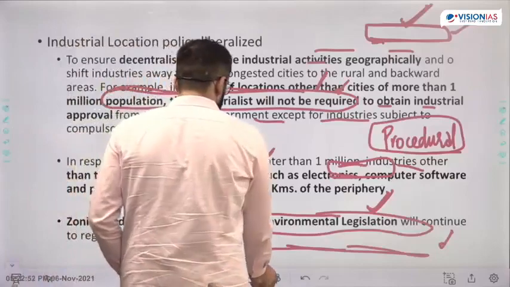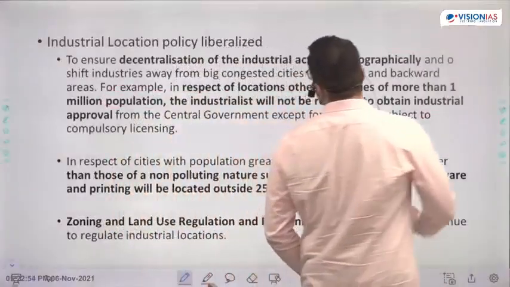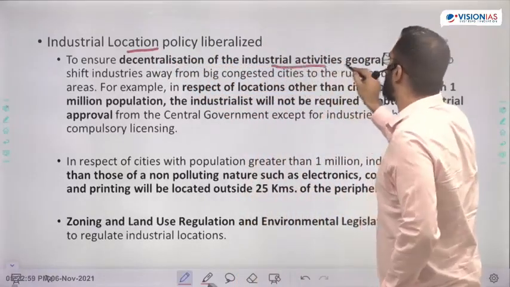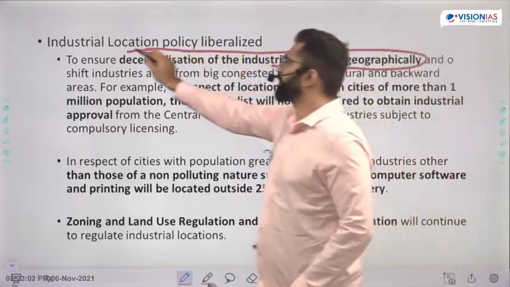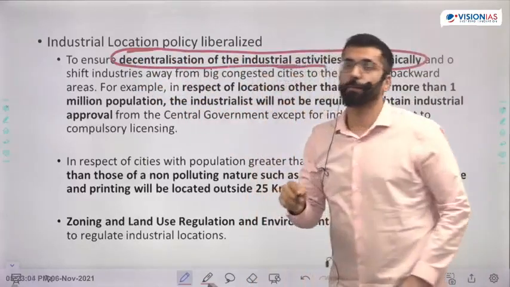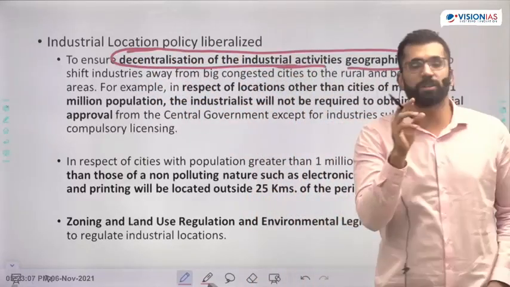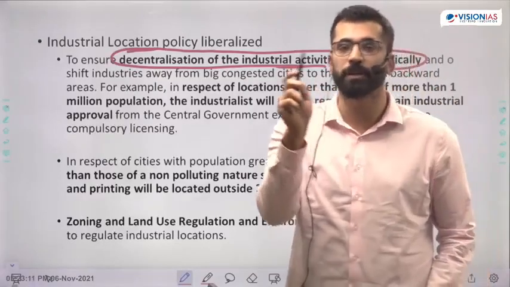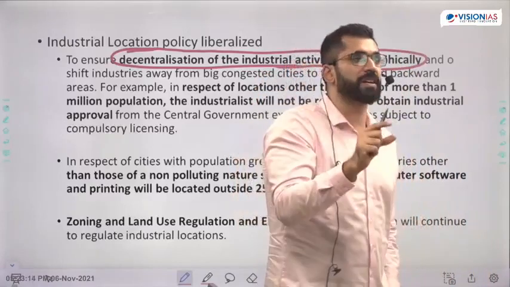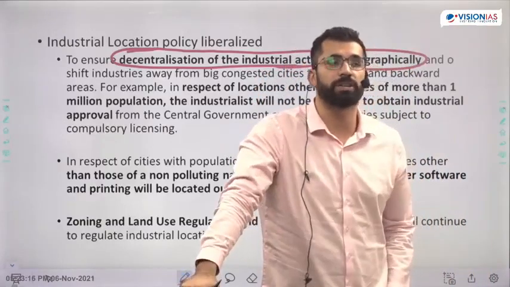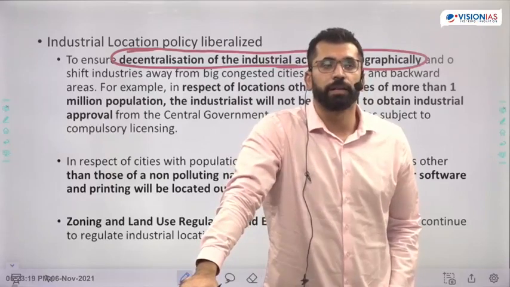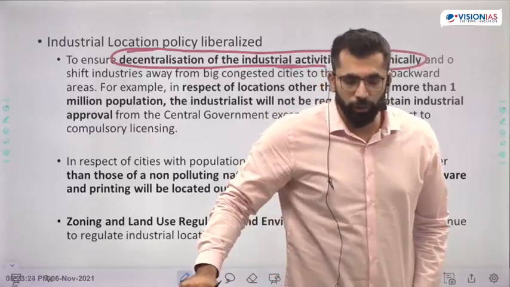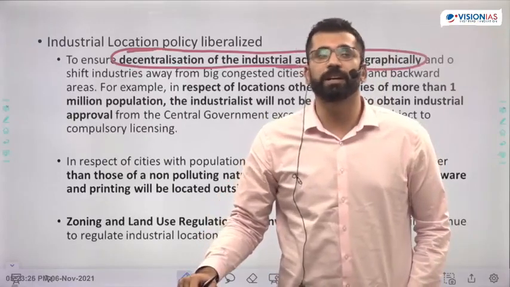Also industrial location policy was being liberalized, to ensure decentralization of the industrial activities geographically. We had also discussed in one of the points the industrial structure between 1951 to 91. One of the shortcomings of the structure was that it was concentrated only in few states: Gujarat, Maharashtra, Tamil Nadu, Karnataka. These 4 states have most of the industries. Though we tried to disperse the industries through policies, it did not happen.